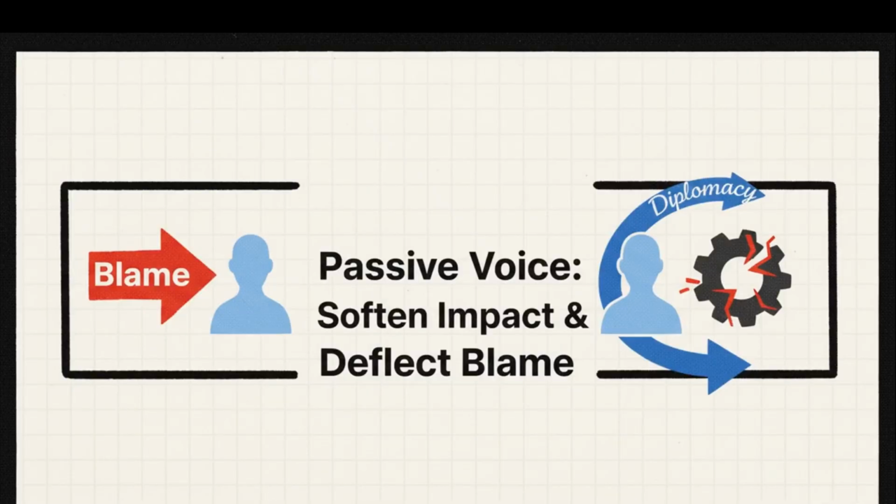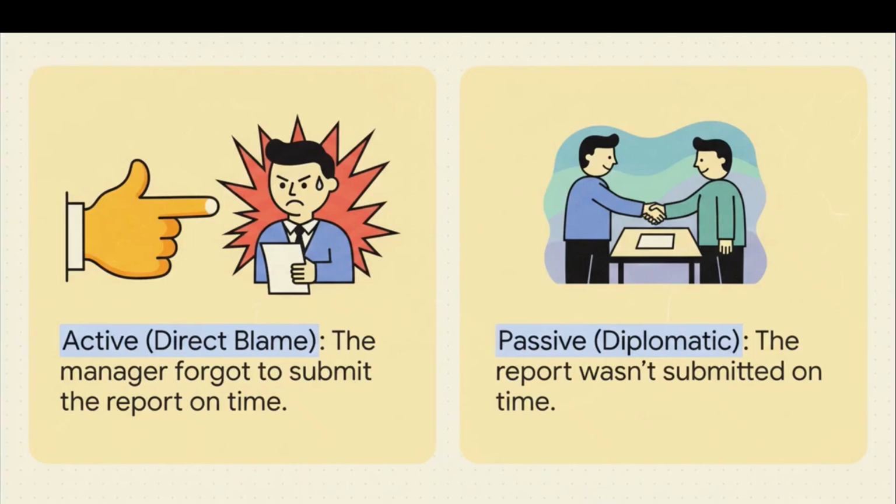And last but definitely not least, the passive voice is your go-to for diplomacy. It lets you talk about a mistake or a problem without making it a blame game, which is super important in professional settings. Just look at the difference here. The active one: the manager forgot. Yikes, that's throwing the manager right under the bus. But the passive version: the report wasn't submitted on time. See, it states the fact, the report is late, without calling anyone out. It's a much softer, more professional way to handle things.